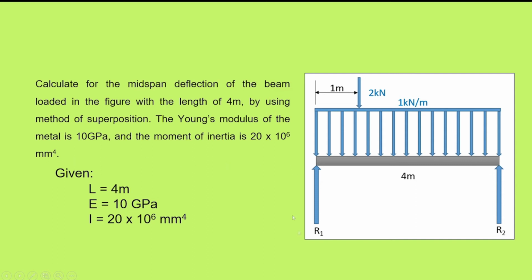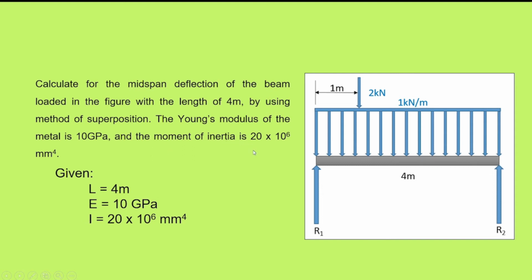And here in our figure, we can see two different loads. First is the 2 kilonewtons, which is a concentrated load where it is located 1 meter away from R sub 1. And for the second one is the 1 kilonewton per meter, which is an example of uniformly distributed load over the entire span of the beam. For the given, I listed here the value of the length, Young's modulus, and moment of inertia.